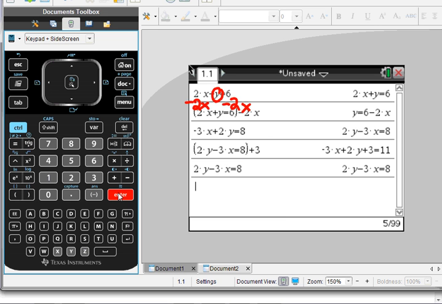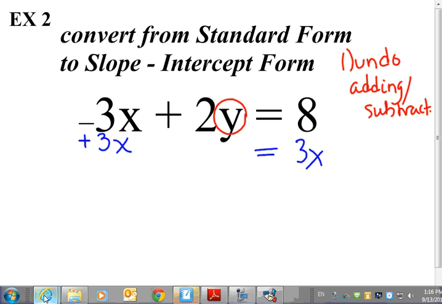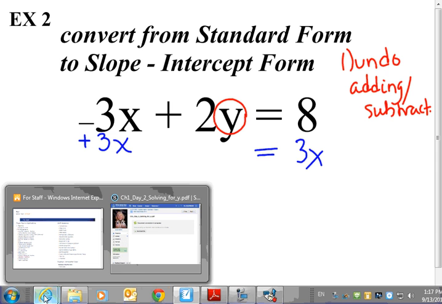Now, Nick may realize this mistake, and he wants to add what to both sides? 3 what? Not 3. 3 what? X. There you go. So we added that.